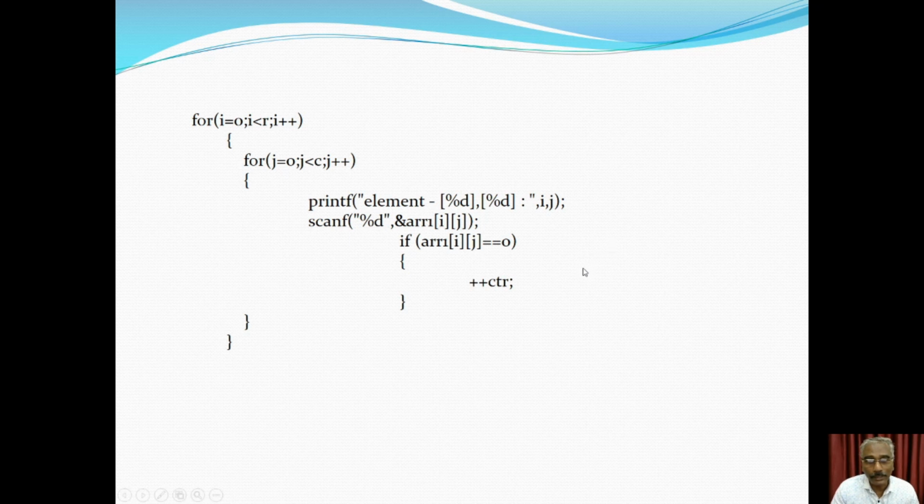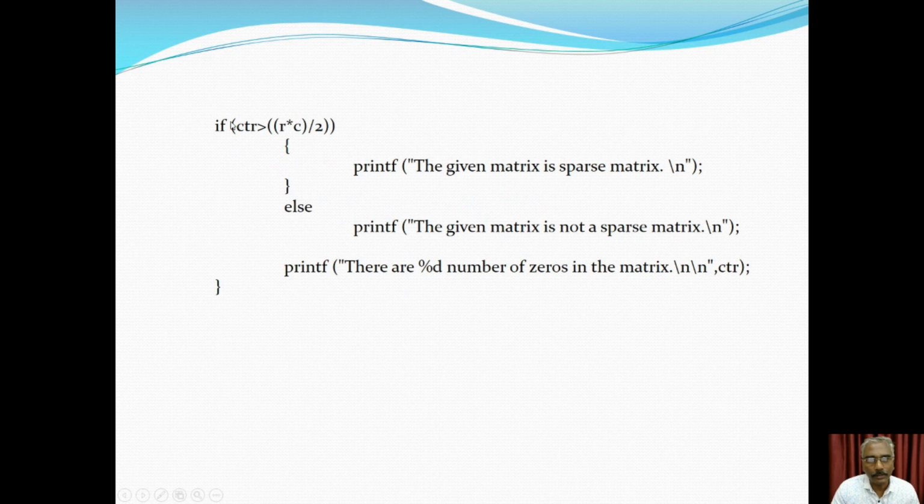If a[i][j] is equal to 0, that is, if the element at i, j is equal to 0, the counter value should be incremented. For what purpose are we using this counter value? To check whether the counter value is greater than r into c divided by 2. What is r? If the value of r is 3 and c is 3, 3 into 3 gives the value of 9, divided by 2. If the counter value is greater than this value, then it will be called a sparse matrix.